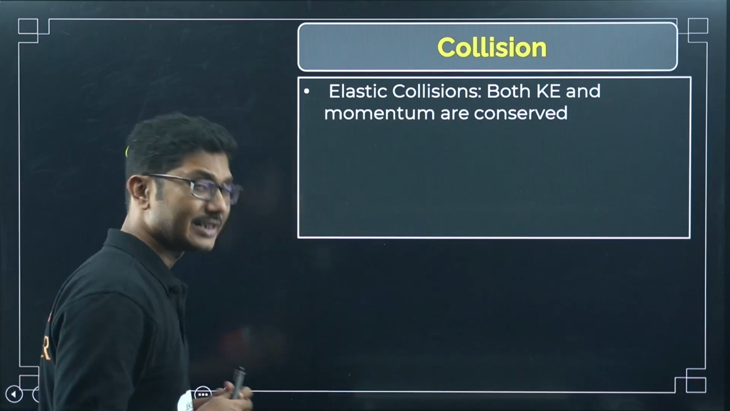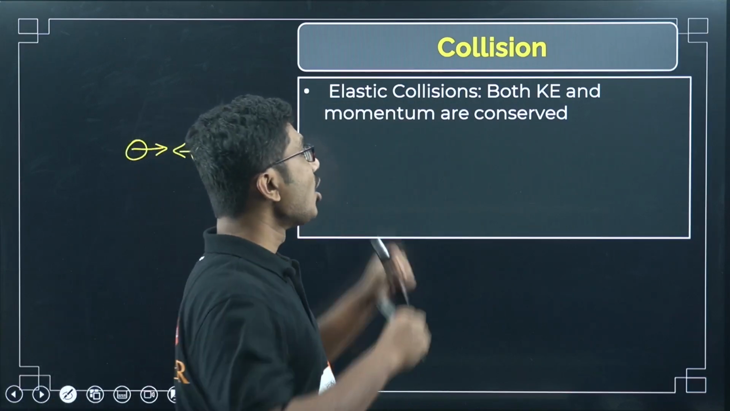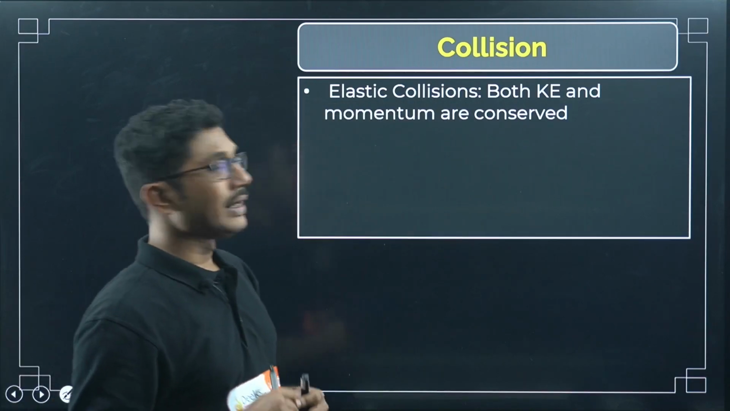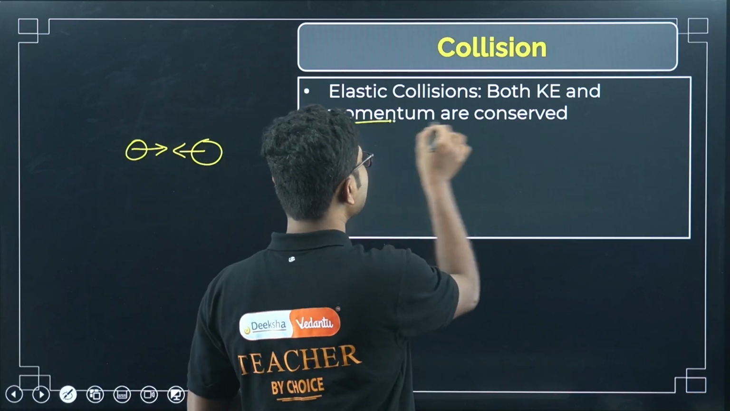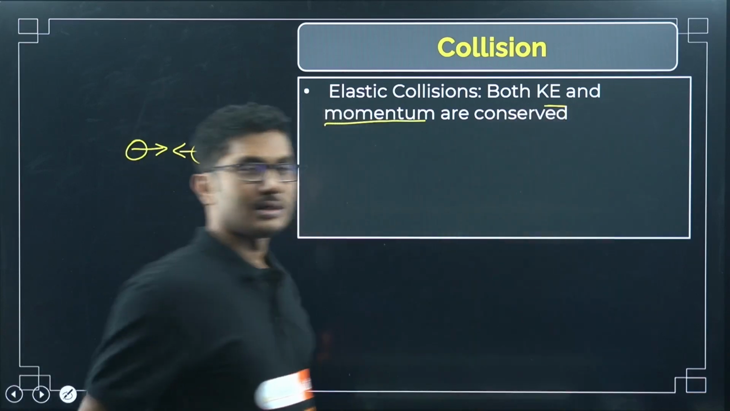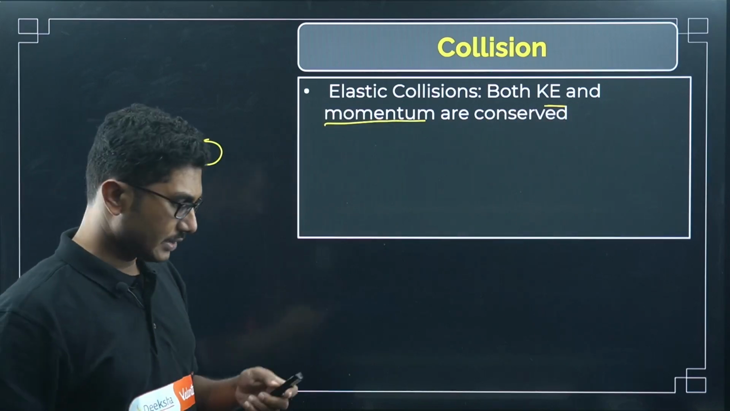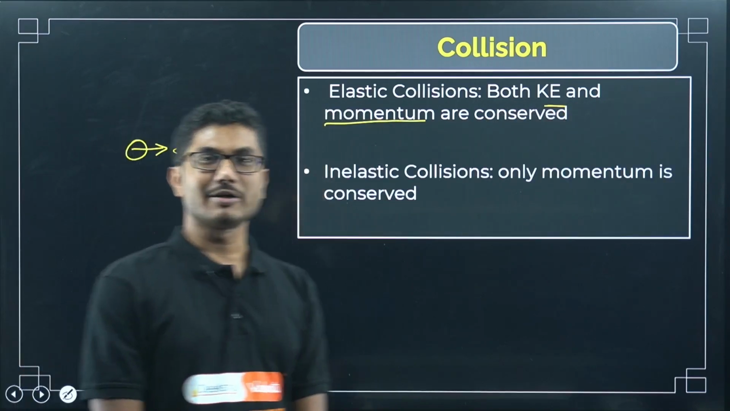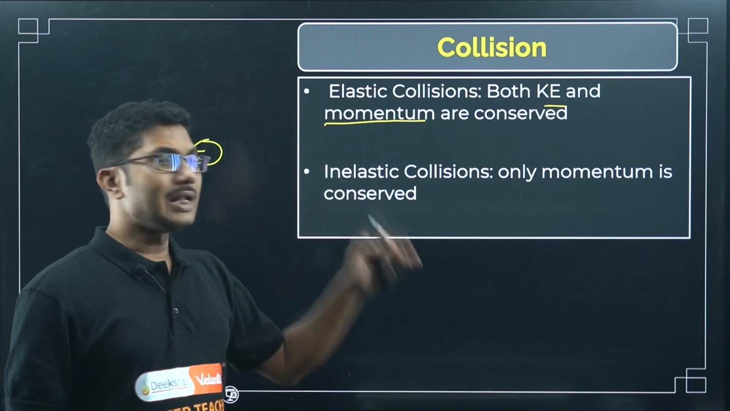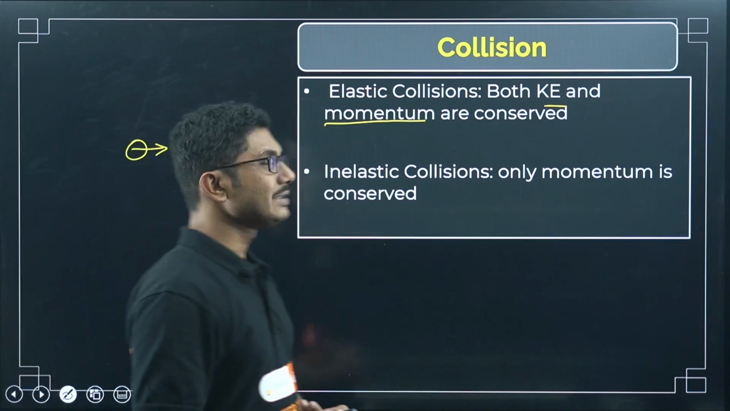What is elastic collision? In case of elastic collision, both kinetic energy and momentum are conserved. Kinetic energy is conserved and momentum is also conserved. Momentum will always be conserved. And inelastic collision is where only momentum is conserved, kinetic energy is not conserved.